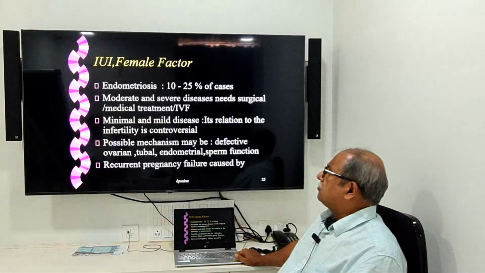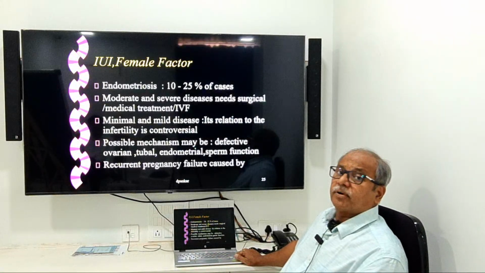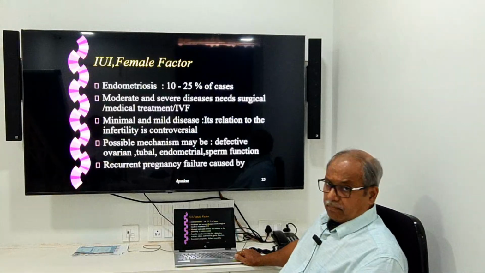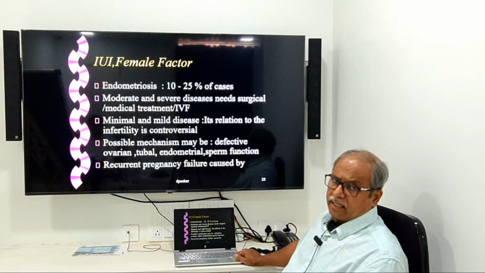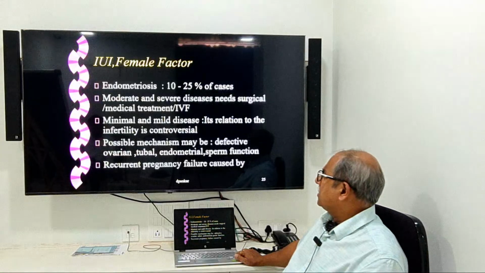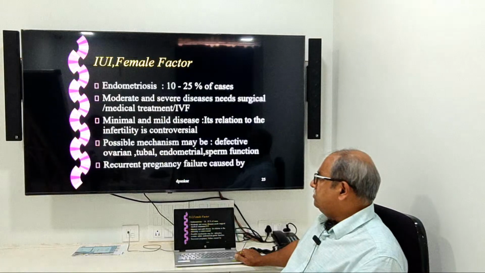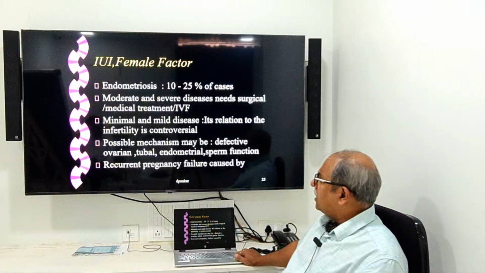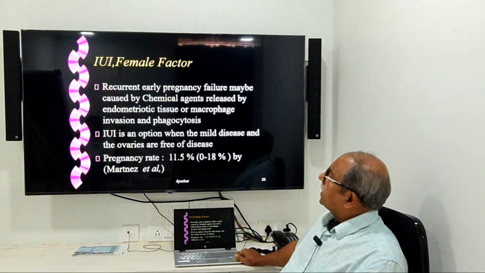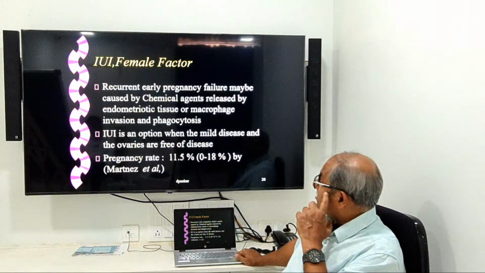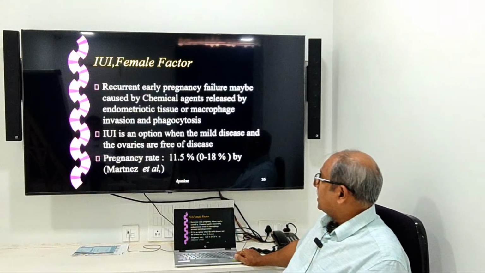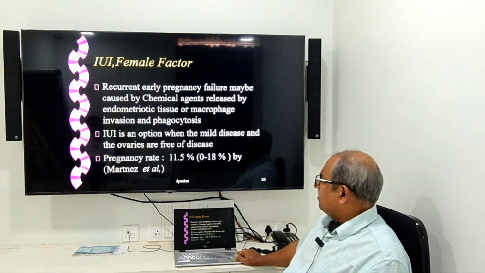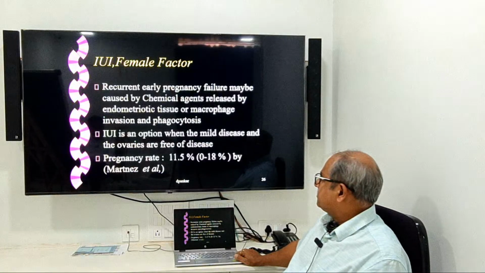Again, endometriosis is one of the very important reasons for infertility. Mild minimal disease may be related to infertility, and there is a report in literature that in endometriosis IUI may help. Recurrent early pregnancy failure may be caused by chemical agents released by endometriosis. IUI is an option when the disease is mild and the ovaries are free of disease. Pregnancy rate might be 11.5%.